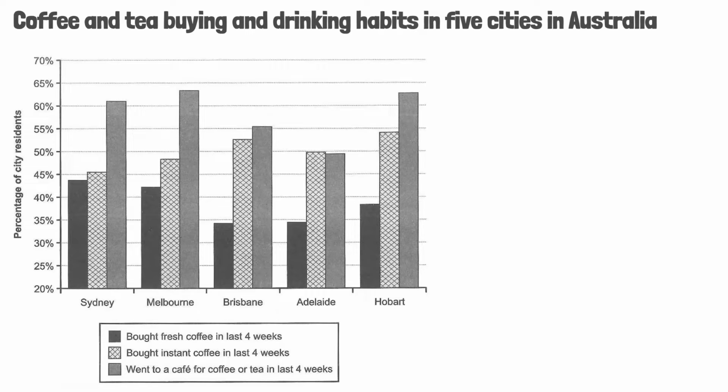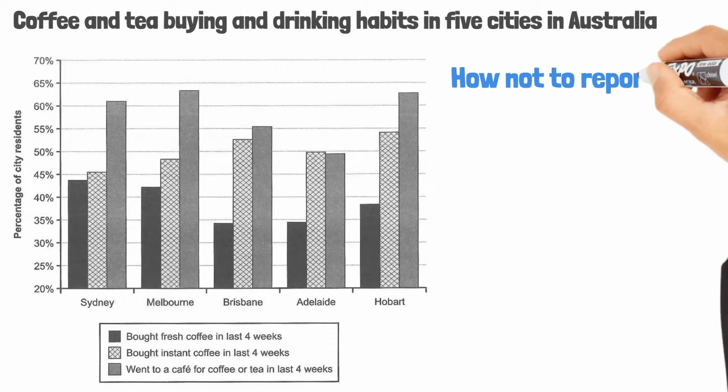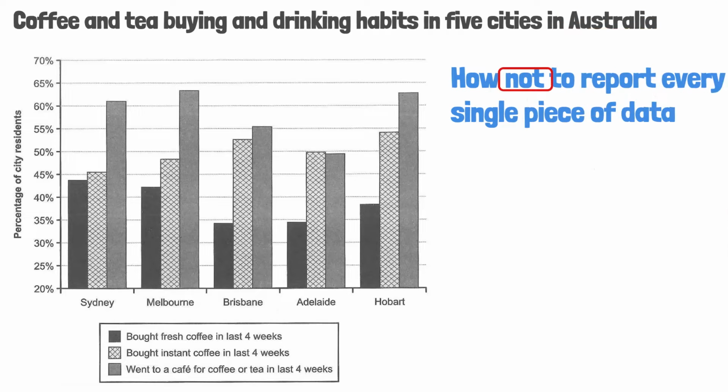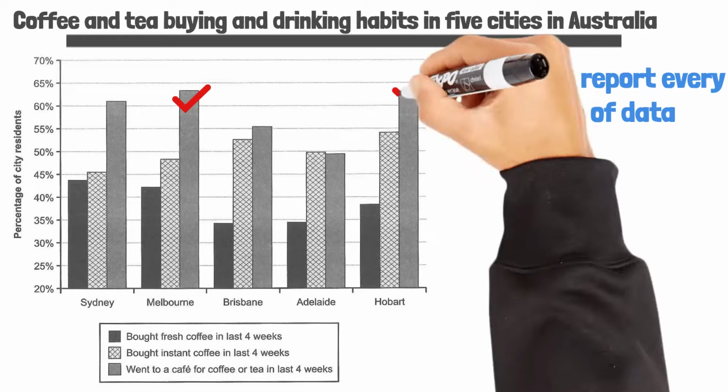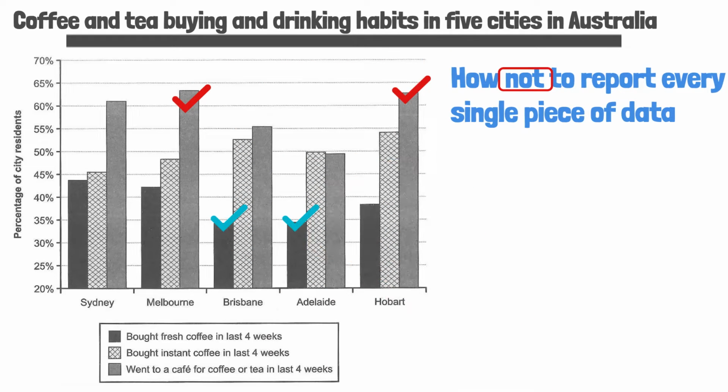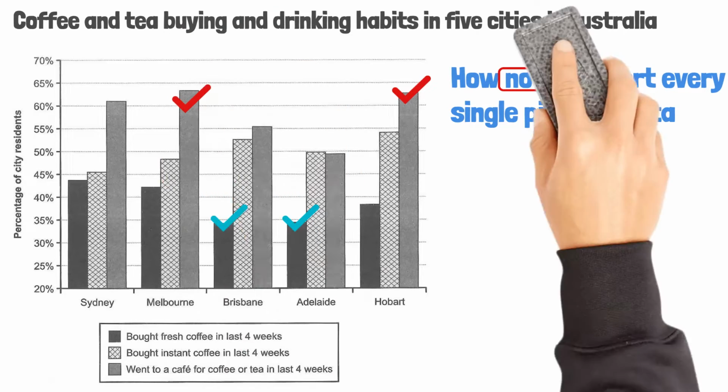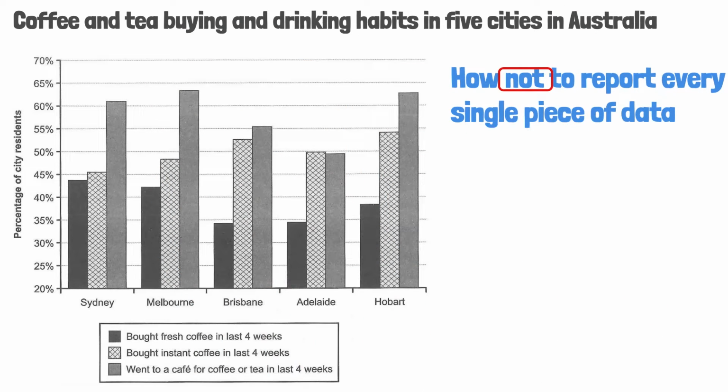In this video, I will show you how not to report every single piece of data in a graph or a chart. So this graph is about people's coffee and tea buying and drinking habits in 5 cities in Australia. I think we all know the biggest or the smallest numbers in a category are the important numbers, which shouldn't be omitted. Depending on the situation, it might be the biggest numbers that are the most important ones, or the smallest numbers that are the most important.